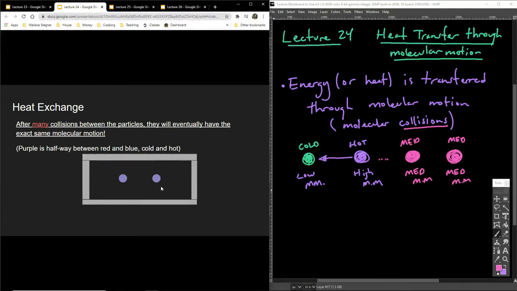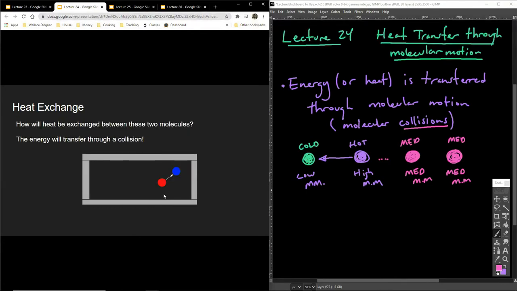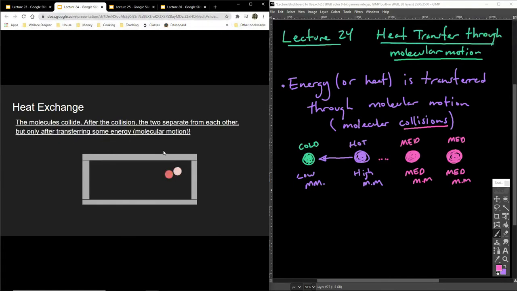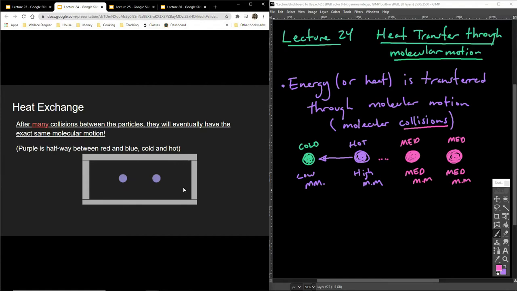If you give these two particles enough time, they both will have the exact same molecular motion. Energy's conserved, right? Energy does not disappear anywhere. It's not like energy came out of somewhere. It was inside the red molecule, inside the hot molecule. It collided with the cold molecule. The red gave up some of its molecular motion. The blue one gained some molecular motion. And then after they collide millions of times, eventually they both have exactly the same molecular motion.